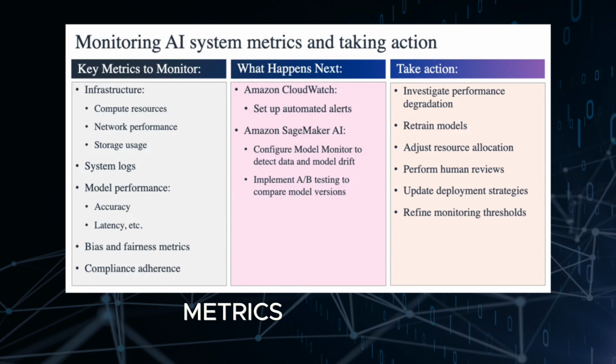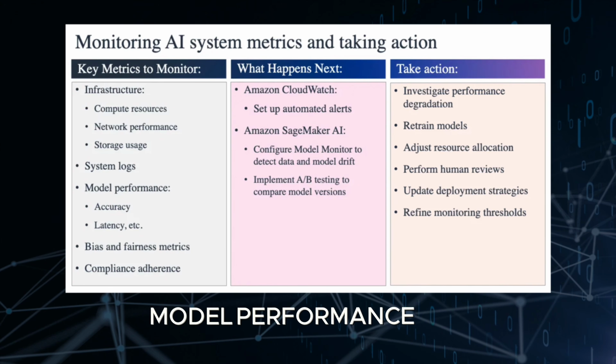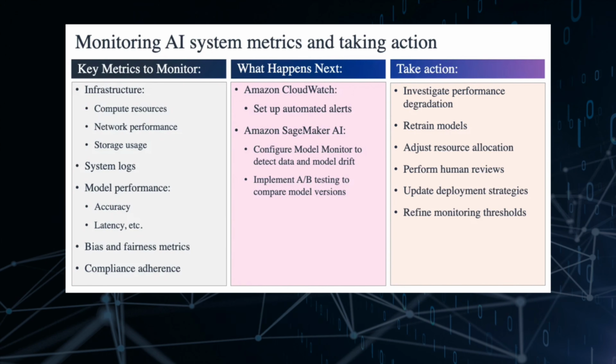Now let's talk about monitoring AI system metrics and taking action. So in terms of the key metrics to monitor, we look at infrastructure, so compute resources, network performance, storage usage, system logs, model performance like accuracy and latency, bias and fairness metrics, and compliance adherence. And then you could set up automated alerts on Amazon CloudWatch, or you could configure Model Monitor to detect data and model drift, or implement A/B testing to compare model versions with Amazon SageMaker AI. And then finally, you take action. You'd investigate performance degradation, retrain models, adjust resource allocation, perform human reviews, update deployment strategies, and refine the monitoring thresholds.